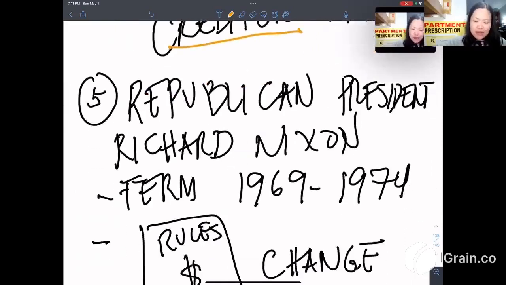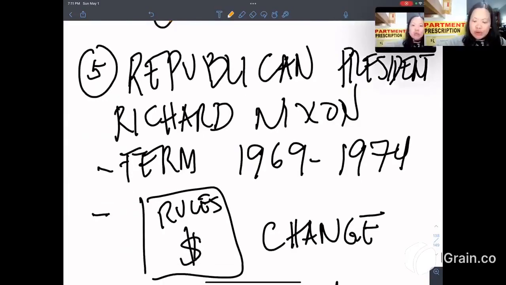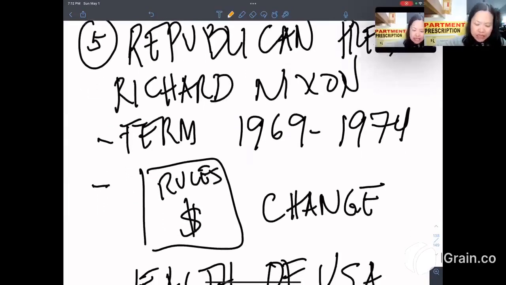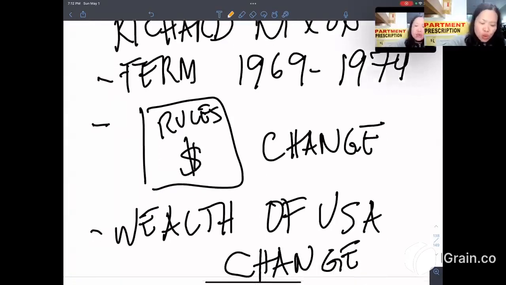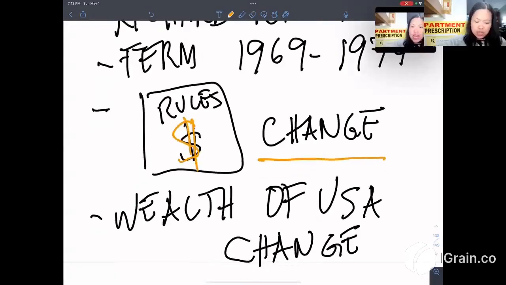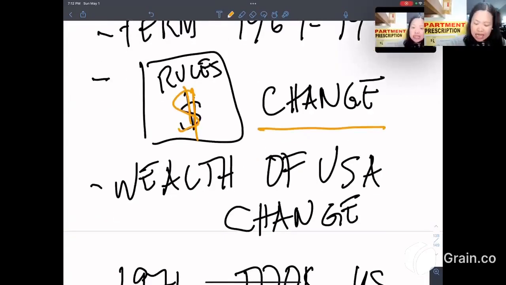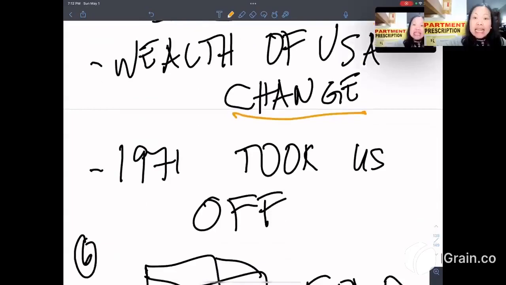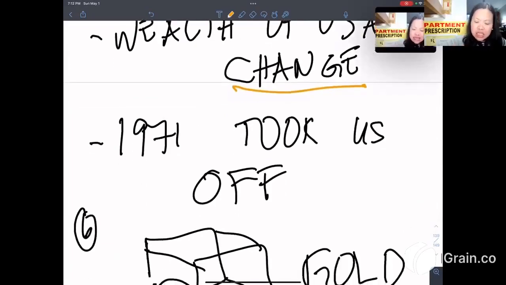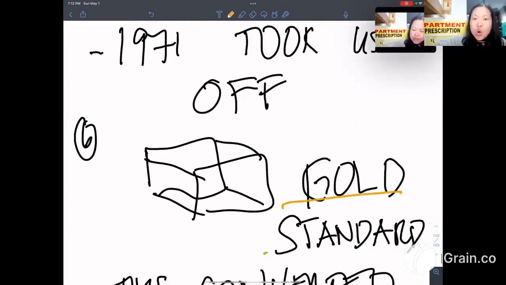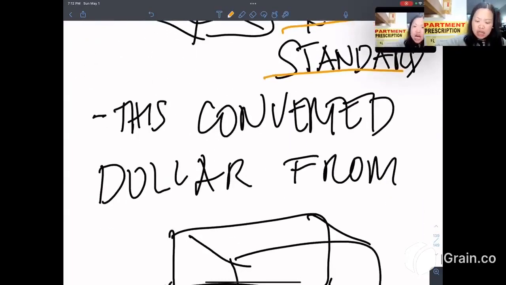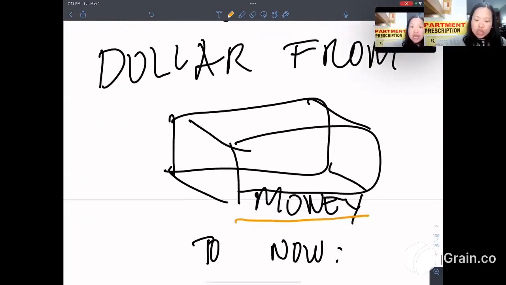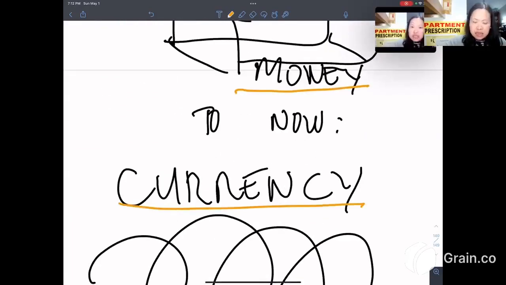Lesson number five, Republican President Richard Nixon. His term was from 1969 to 1974. And now, during 1971, the rules of money changed. The wealth of the USA changed. In 1971, President Nixon took us off the gold standard, and this converted our dollar from being money to now a currency.